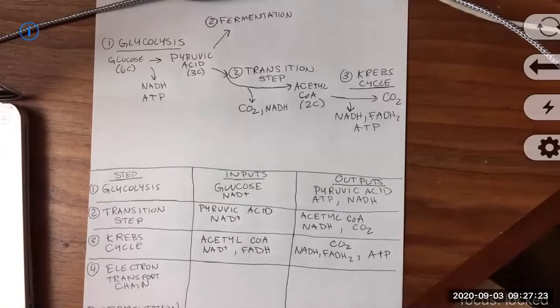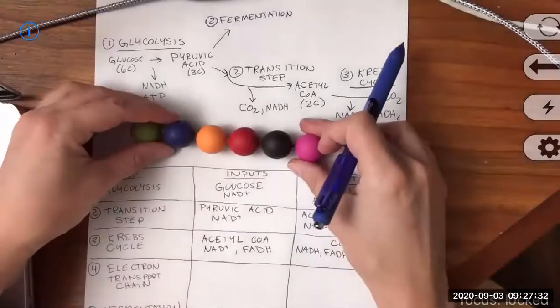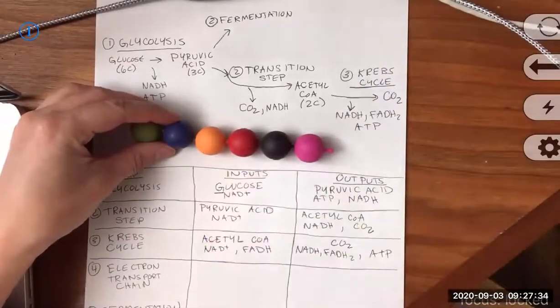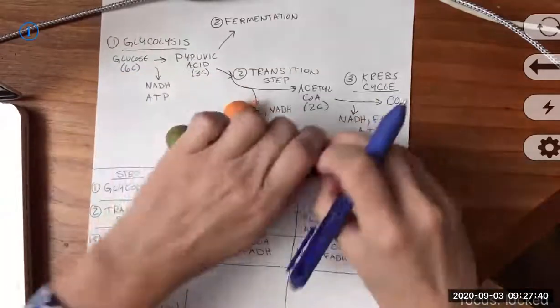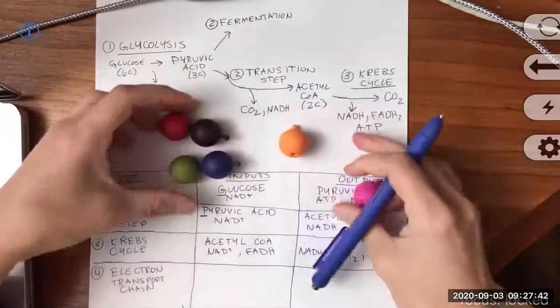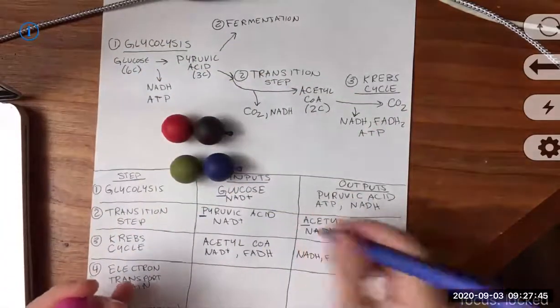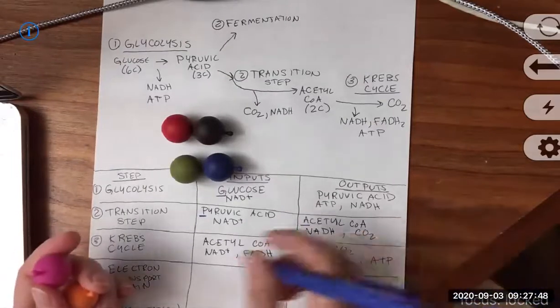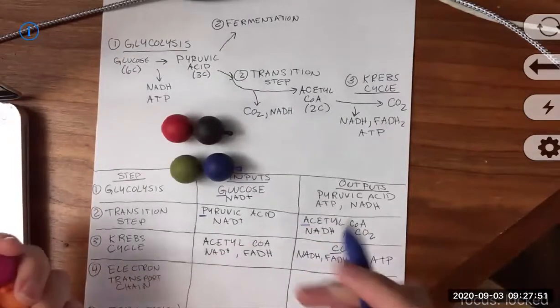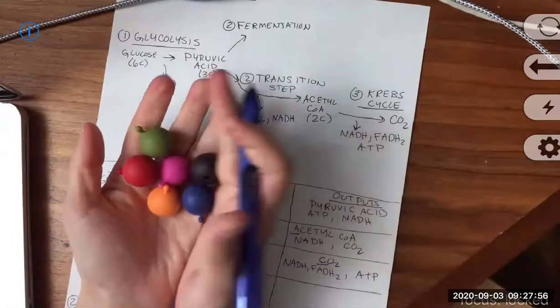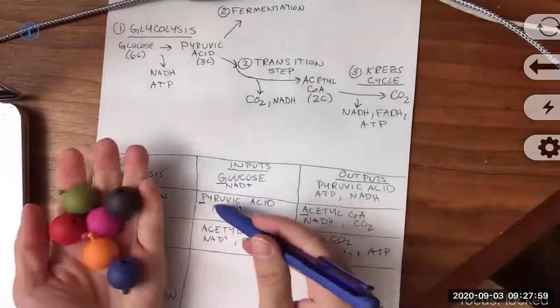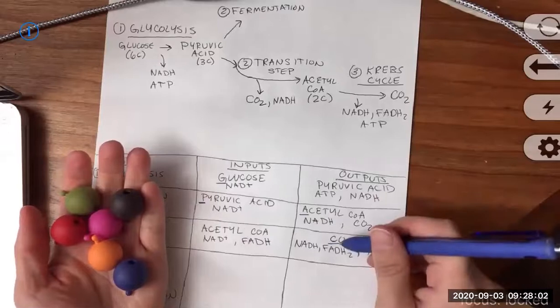I want to share with you a little memory tool that I use for remembering the names of these molecules that are formed as glucose is broken down. So we start with glucose. That's G. It gets split into pyruvic acid. That's P. It gets split into acetyl coenzyme A and carbon dioxide. And then this acetyl coenzyme A also gets split down into carbon dioxide. And so we go from 6 carbons to 3 carbons to 2 carbons to 1 carbon.